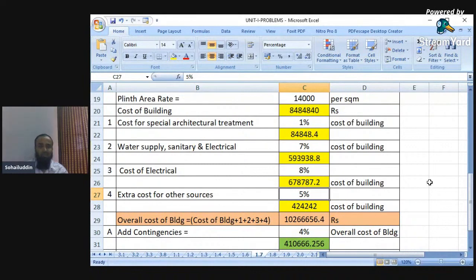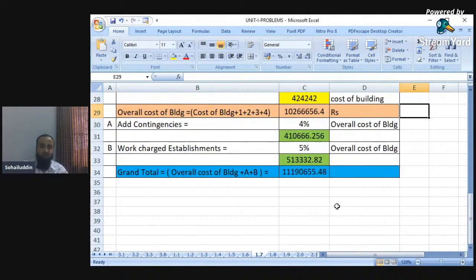The overall cost is nothing but the addition of the cost of building plus serial number 1, that is special architectural treatment, plus 2 is water supply, plus 3 is cost of electrification and sources. So these are the 4 heads, and the total cost of building is nothing but the plinth area into plinth area rate. And lastly, add contingencies. From this overall cost, 4% will be taken by the contingencies.